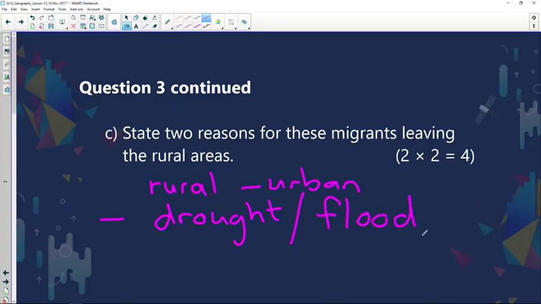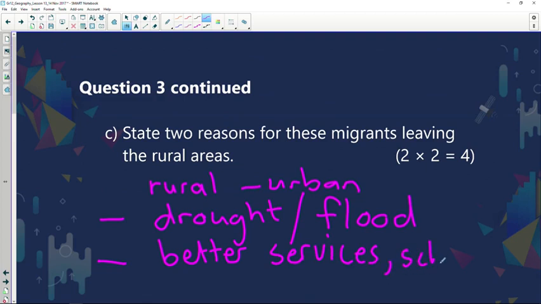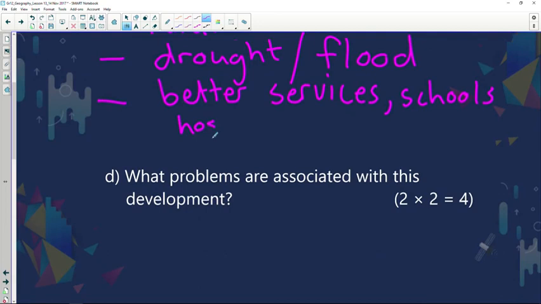Another reason, flooding. Flooding might have occurred as well. Another reason why these people move is for better services, such as schools, for example, such as hospitals. That is another reason why people leave the rural areas. One of the biggest reasons as well, many farms become mechanized. That means they don't need people that much anymore. They use machinery, so unfortunately many of the workers will lose their jobs.